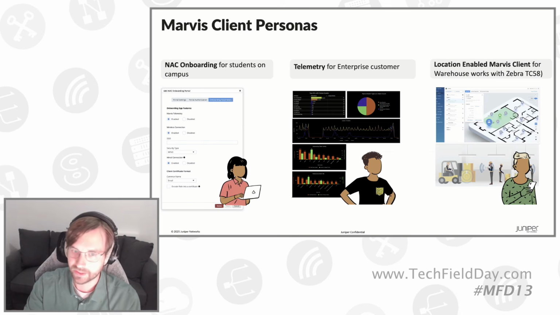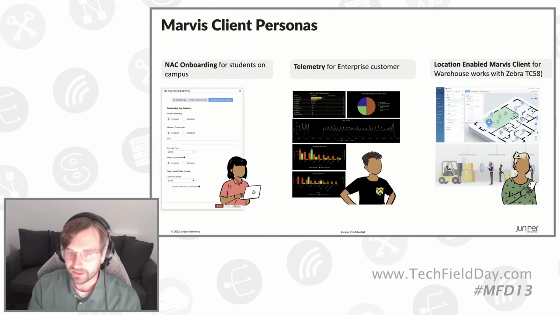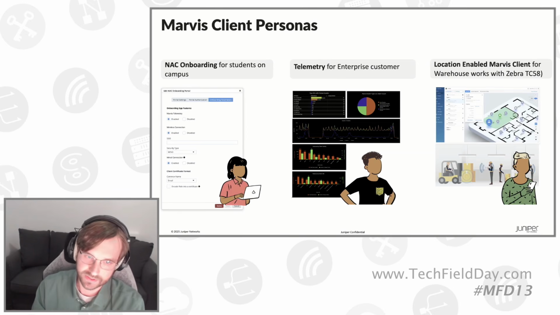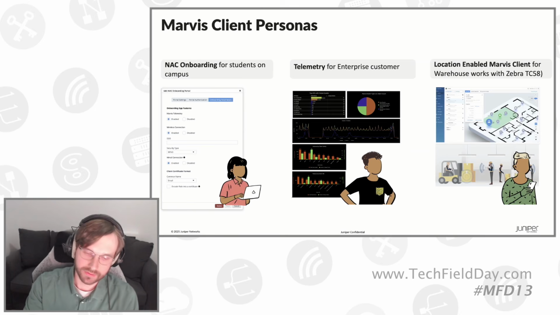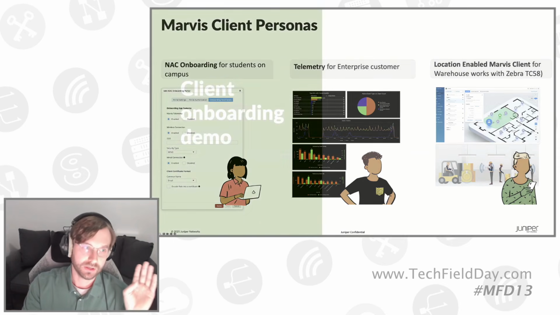with a Wi-Fi or wired profile to connect to the network, and then optionally, on top of that, you can enable it to send telemetry. So you can get client-level visibility of the network, streaming to the Mist cloud, providing the admin of the Mist dashboard deeper visibility into how the client sees the network. The other use case we've seen in warehouses specifically is the locationing aspect enabled on the Marvis client, just to track the handheld scanners in those areas. But right now we are focusing on the NAC onboarding, and we will start with the demo.